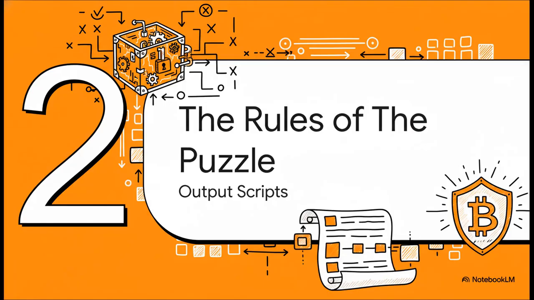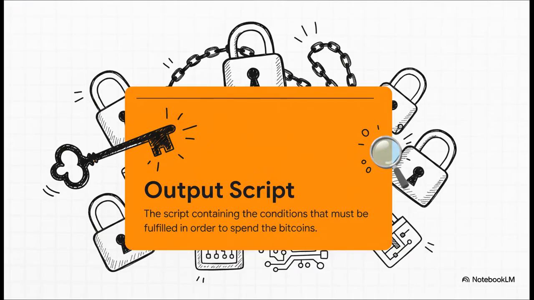Okay, so first up, let's talk about the rules. You can imagine that every single one of these puzzle boxes has a set of conditions written right on the lid that you have to meet. In the world of Bitcoin, these rules are defined in something called an output script. So here's the key takeaway. The output script is the lock. That's it. It's just a small bit of code that lays out the conditions for spending the Bitcoin. For a totally normal, everyday Bitcoin transaction, that condition is pretty straightforward. Prove you have the secret key.